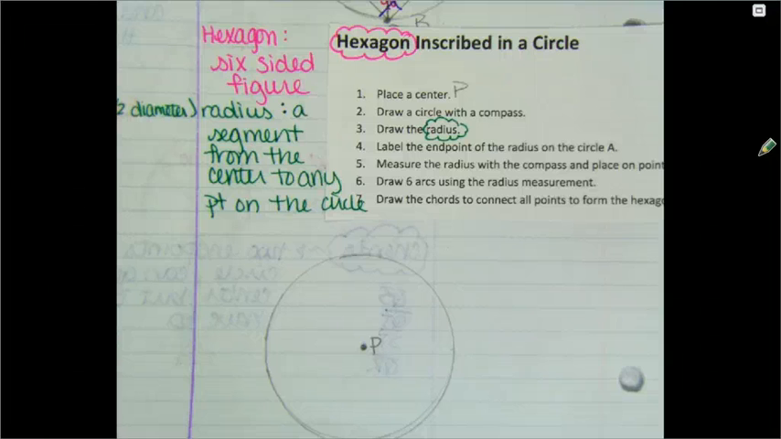Then it says draw 6 arc marks. So what you're going to do is put your pencil after you measure your radius, switch it over to the side of the circle, and draw an arc. So it should look something like that. You go from A, you measure where P is, then you take it over to the circle, and you draw your arc with that same measurement.